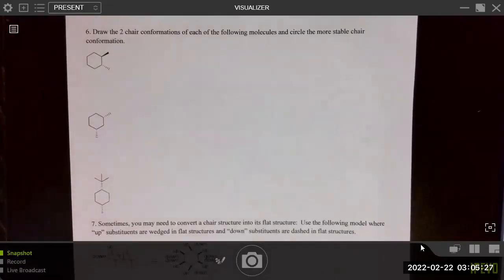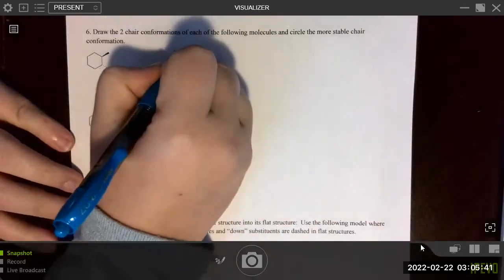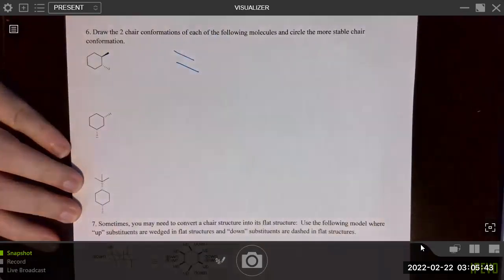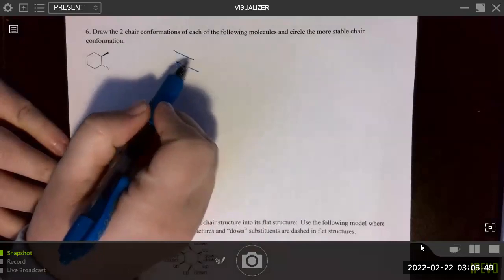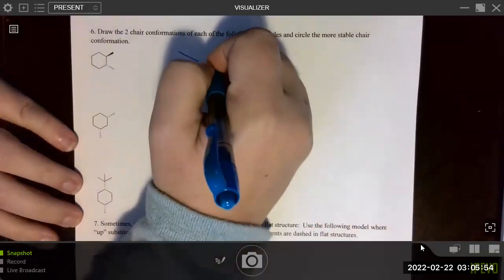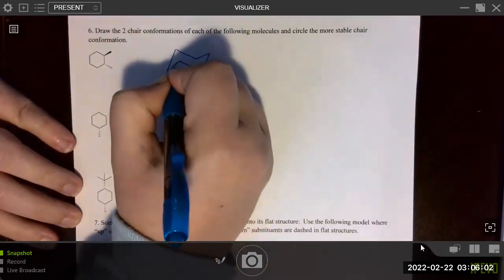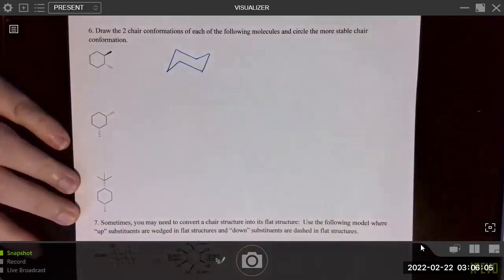Okay, so let's go ahead and practice. And it says, draw the 2 chair conformations of each of the following molecules and circle the more stable chair conformation. So let's go ahead and do that. So remember how we talked about drawing those chair conformations? Start with 2 parallel lines that are slightly offset. And the one that's drawn further up on the page should be extended further up. And then we have, right, the 90-degree angle lines and connect them. You should have a pretty nice looking chair conformation.